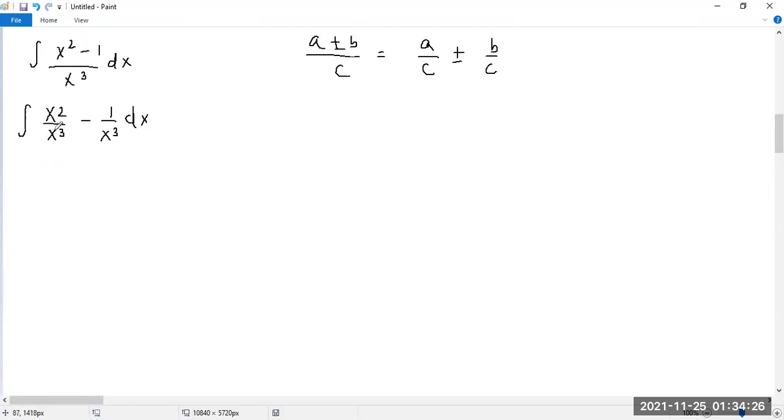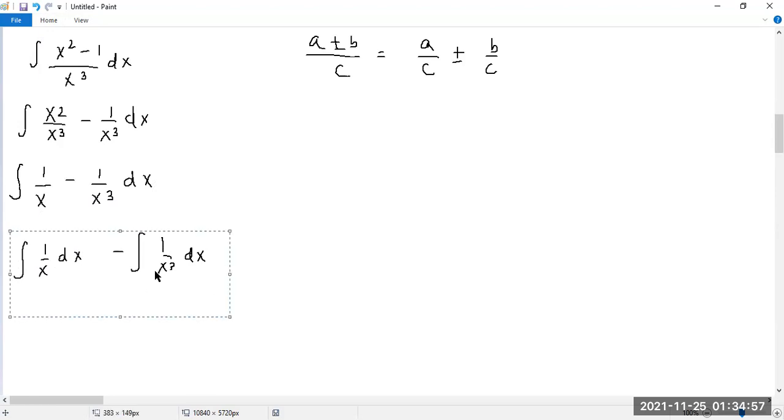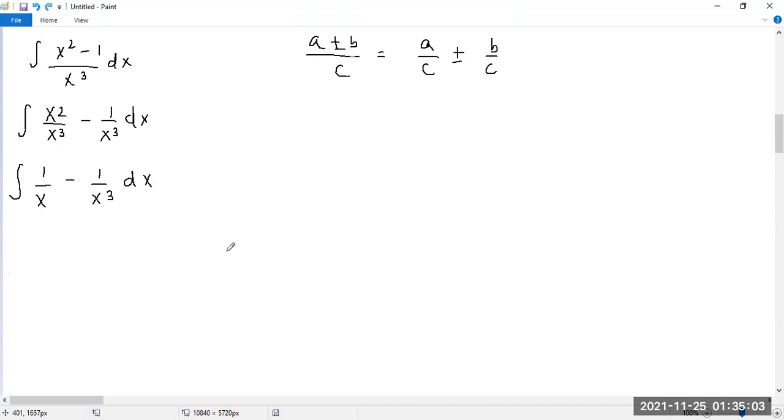And then we can simplify the x's. So we can say this is 1 over x minus 1 over x cubed dx. And we know that if we have two things being added or subtracted together and we're taking the integral of that, then all we have to do is take the integral of them individually. We can take the integral of this individually, and we can take the integral of this individually. That's really what we've been doing. We just haven't been separating it in this fashion. You can think of it as, let me take the integral of this and the integral of this and combine them.